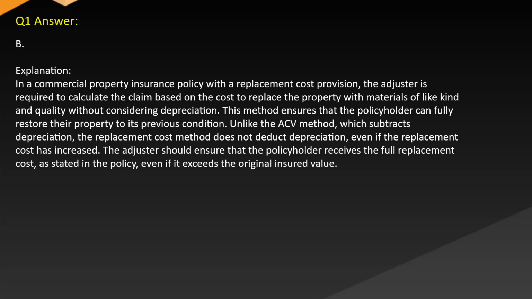Answer. B. Explanation. In a commercial property insurance policy with a replacement cost provision, the adjuster is required to calculate the claim based on the cost to replace the property with materials of like kind and quality without considering depreciation. This method ensures that the policyholder can fully restore their property to its previous condition. Unlike the ACV method, which subtracts depreciation, the replacement cost method does not deduct depreciation even if the replacement cost has increased. The adjuster should ensure that the policyholder receives the full replacement cost as stated in the policy even if it exceeds the original insured value.